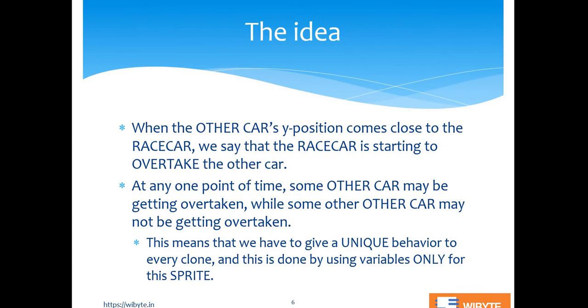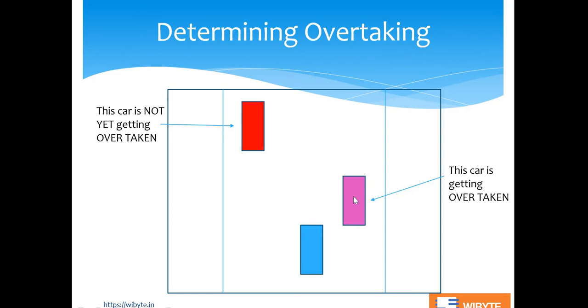So what we are going to really do is that whenever the other car's Y position comes close to the race car, we say that the race car is starting to overtake the other car, which is kind of the situation here. This car's Y position has come close to the race car's Y position, right? So whenever they come to a certain point, then we say that, okay, now my race car is starting to go ahead.